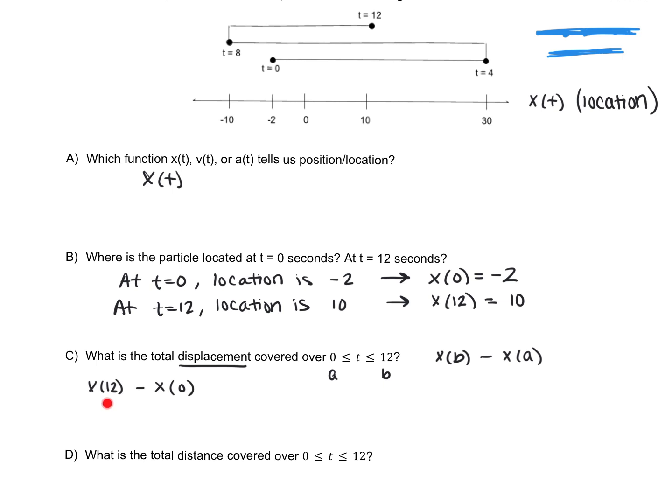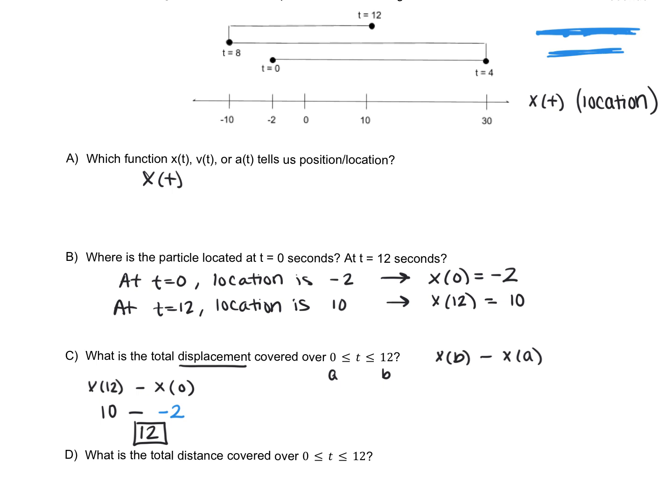And x of 12, we just found out. That is where I'm located at time equals 12. When time was 12, I was located at 10. And x of 0, we found out that when I'm at 0 time, I'm located at -2. So 10 minus a double negative, -2, this total displacement is 12. But what does that mean? A displacement of 12 means, since it's positive, let's write down what it means and then confirm it.